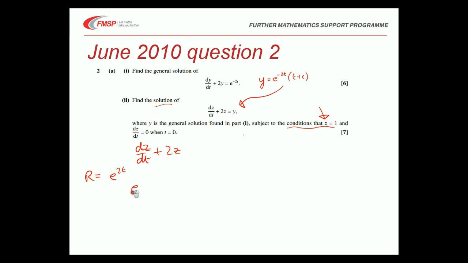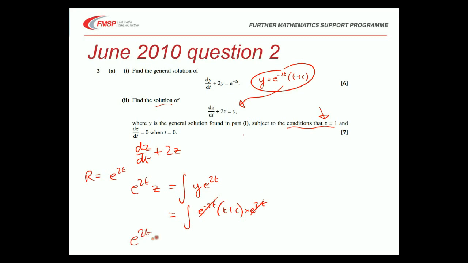And immediately I can write down e to the 2t z equals the integral of the right hand side, which in this case I'm just going to write as y, also times e to the 2t, the integrating factor. If I then replace the y with the solution we had before, we actually get the integral of e to the minus 2t brackets t plus c times e to the 2t. And you see nice things happen, these two things cancel out. So finishing the job here, e to the 2t z is the same as the integral of t plus c. And I'm doing dt, I've been forgetting to write that, but never mind.